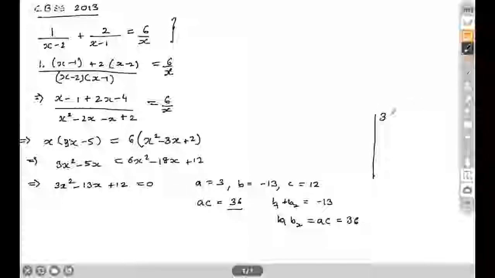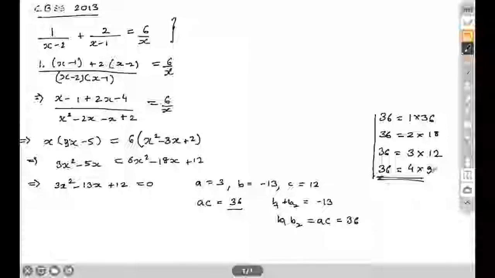Let's say 36 can be expressed as 1 into 36. Clearly, 1 and 36 will not yield you 13. So basically negative 1 into negative 36 will have to do like that. And then 36 can also be written as 2 into 18, right? But 18 and 2 also will not give you 13 here. So 36 can also be written as 3 into 12. But this again is not going to yield minus 13. So 36 now is nothing but 4 into 9. And this is something which is interesting. Why? Because 9 plus 4 is 13. So hence we now get the splits.